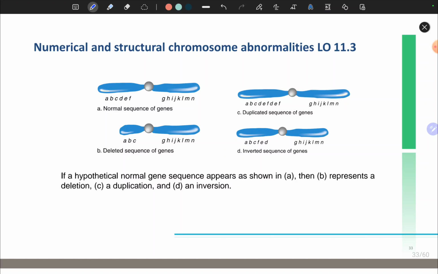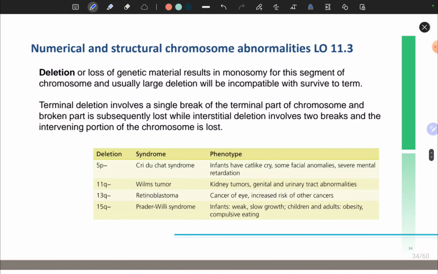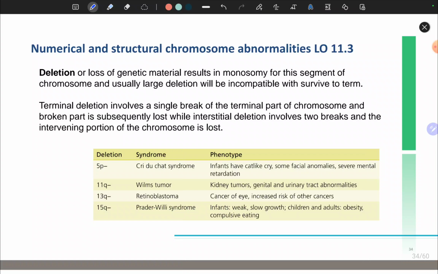So these are examples of deletion. Deletion or loss of genetic material results in monosomy for this segment of the chromosome.